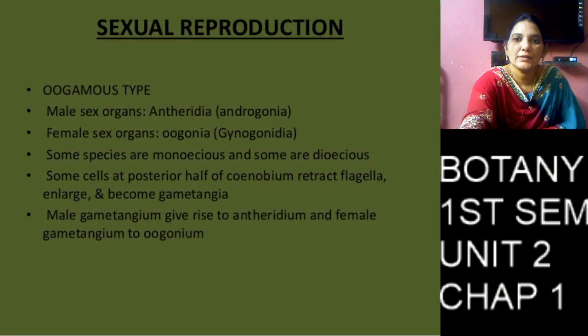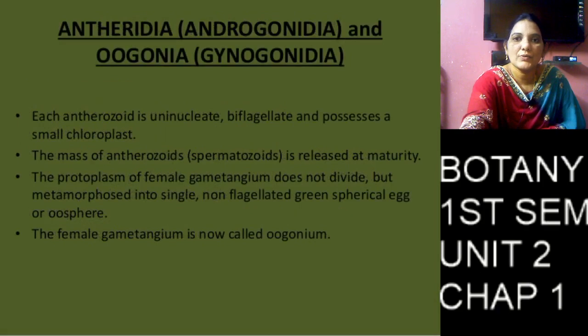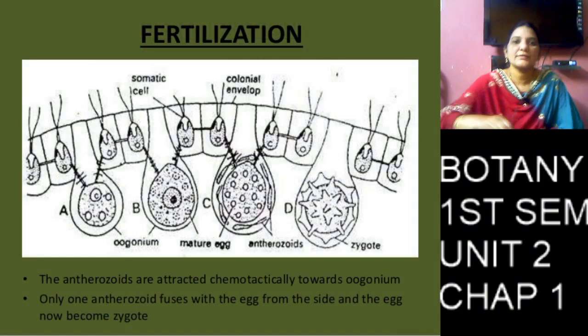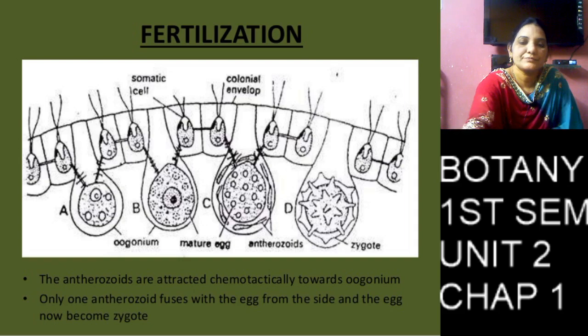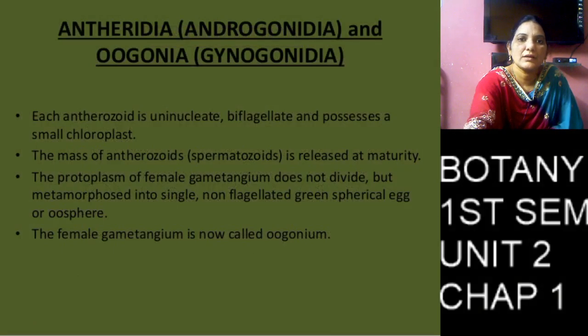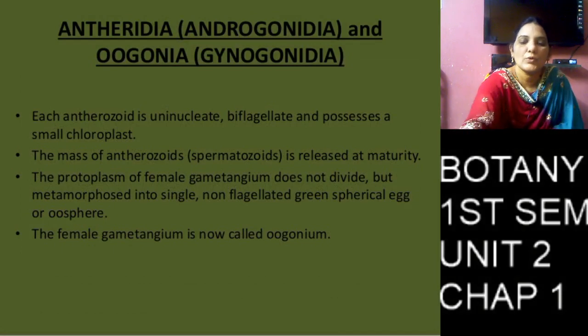They enter into the water and search for the oogonium. They swim for some time with the help of flagella, and they search for the oogonium. Then coming to the oogonium, the female sex organ is called oogonium.